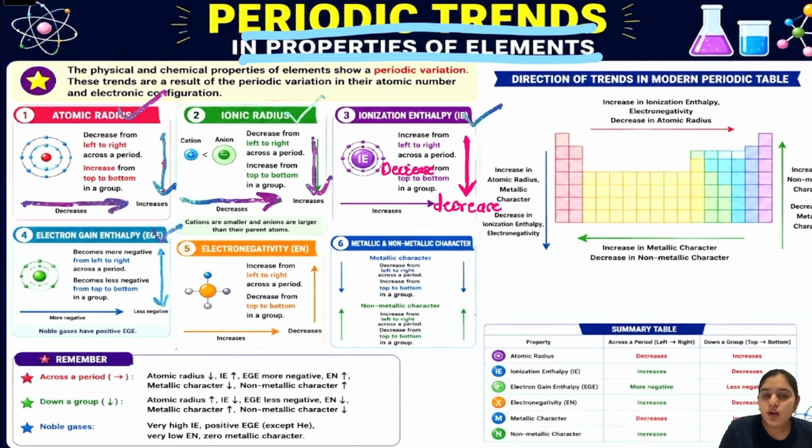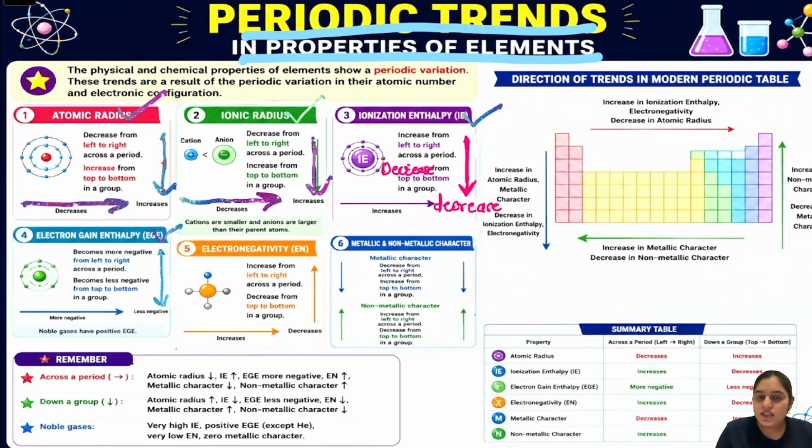Next is electron gain enthalpy. Electron gain enthalpy is the energy change when an atom gains an electron. Across a period, it becomes more negative, which means atoms have a greater tendency to gain electrons. Down a group, it becomes less negative. Remember, noble gases usually have positive electron gain enthalpy because their valence shells are already completely filled.